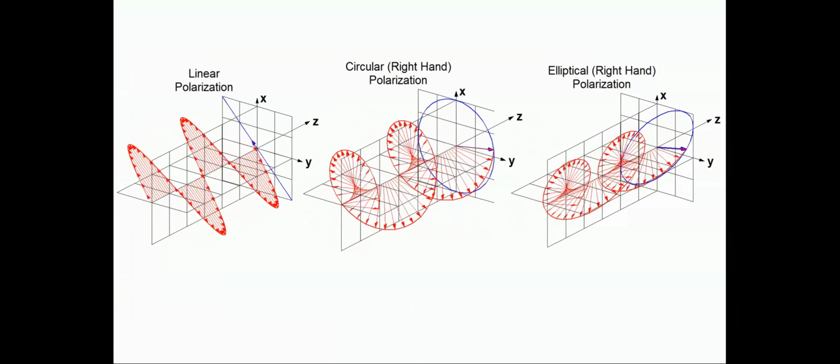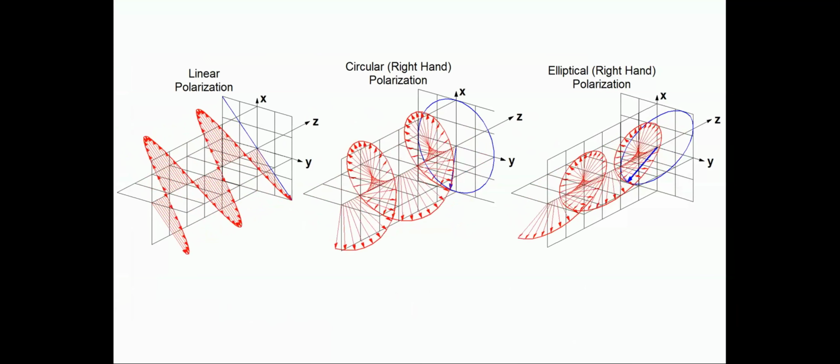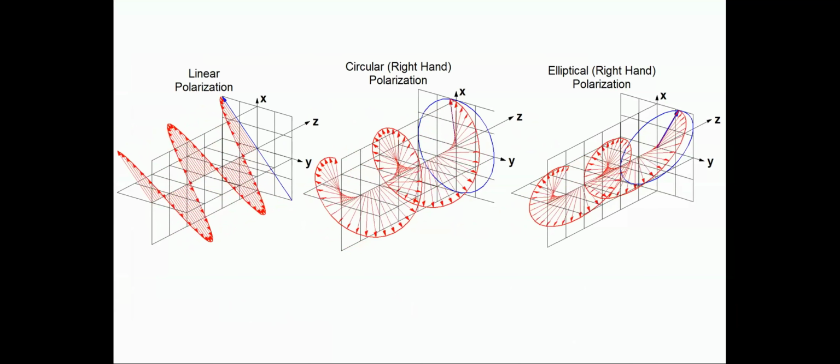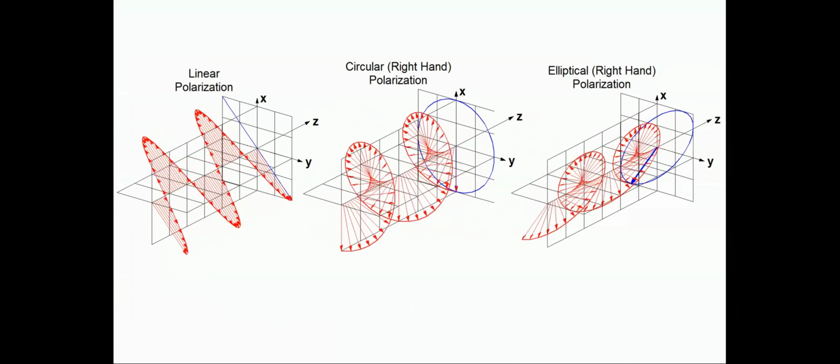So when you actually join the heads of those vectors, what you get is an ellipse. That is called elliptically polarized. This is called circularly polarized, and that is linear polarization. You get a line. So basically, when you look at the wave's projection, if it is a line, it is linear polarization. If its projection is a circle or an ellipse, it is circular or elliptical.